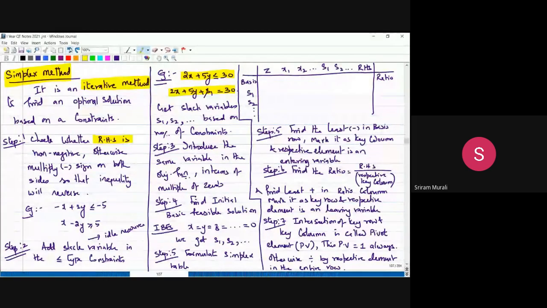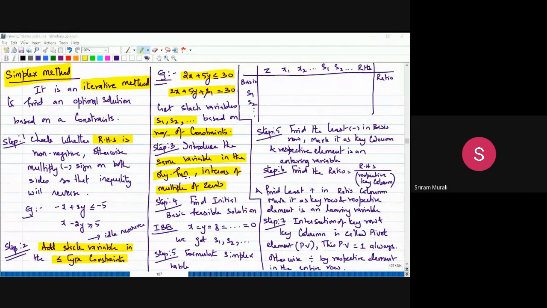And then add slack variables by default for all the problems, because your syllabus has only less than or equal to type. Then get slack variables S1, S2, S3 based on the number of constraints. If there are 3 constraints, then get 3 slack variables. If there are 2 constraints, get 2 slack variables. So introduce the same variables in the objective function as multiples of 0.